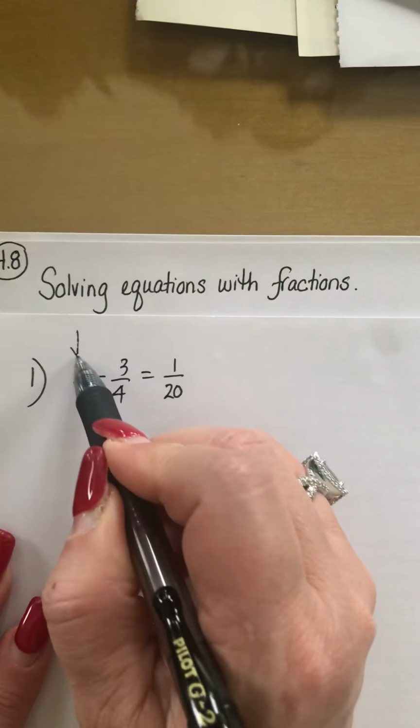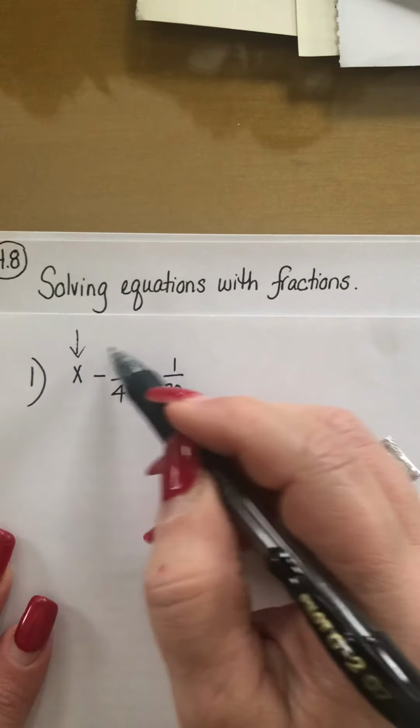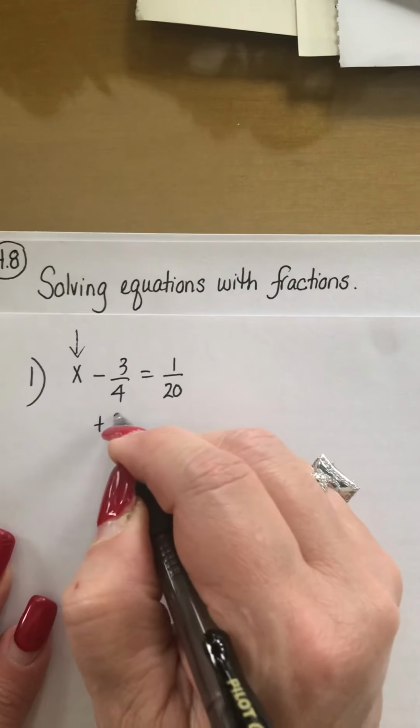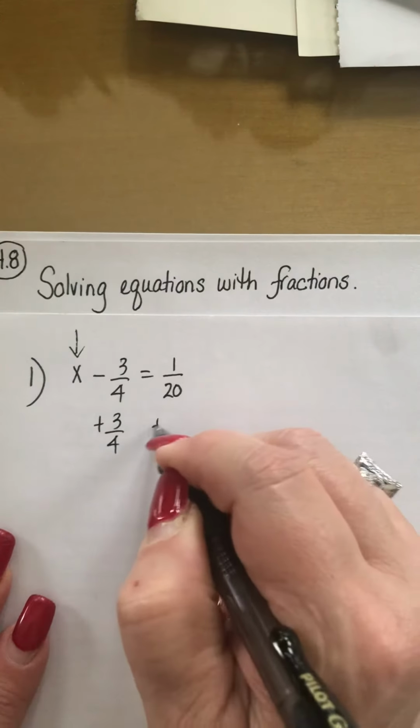Here is section 4.8. I'm going to show you how to solve equations with fractions. So problem number 1, it says x minus 3/4 equals 1/20. You want to get x by itself, so you want to get rid of this negative 3/4. So you add the opposite, add 3/4.